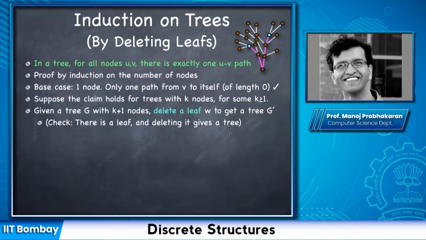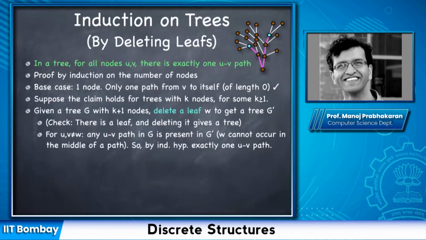Right? So I use both those facts. So now I got a smaller tree of k nodes, and I can apply my induction hypothesis. Okay? So any two nodes in G prime, I know has a unique path in G prime. Okay? So now let's prove that for any two nodes U, V in G, there is a unique path.